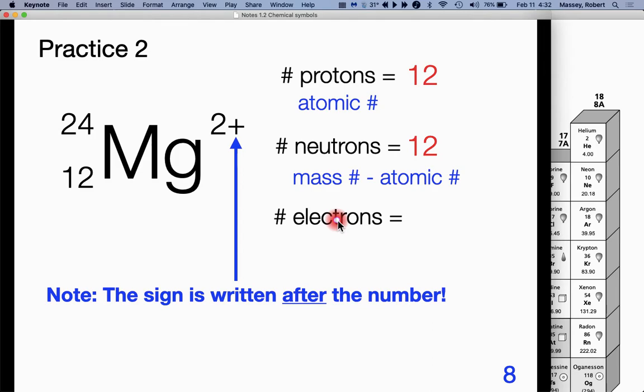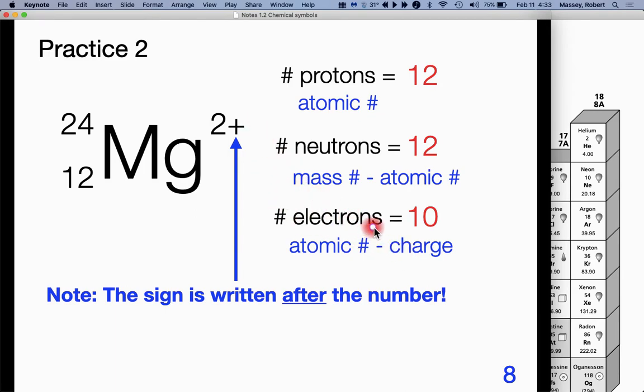Now the number of electrons, because we don't have a neutral charge, it has a positive charge. So it must mean we have 2 more protons than electrons, because electrons are negatively charged. But remember, we can easily calculate the number of electrons by subtracting the charge from the atomic number. And the atomic number is 12. Subtracting 2 gives us 10. Now that's really a harder way to do it.